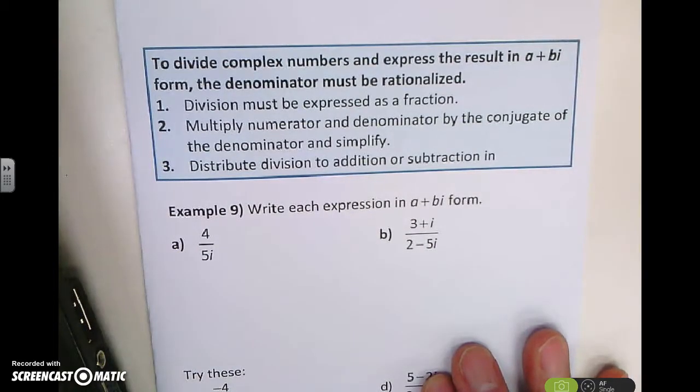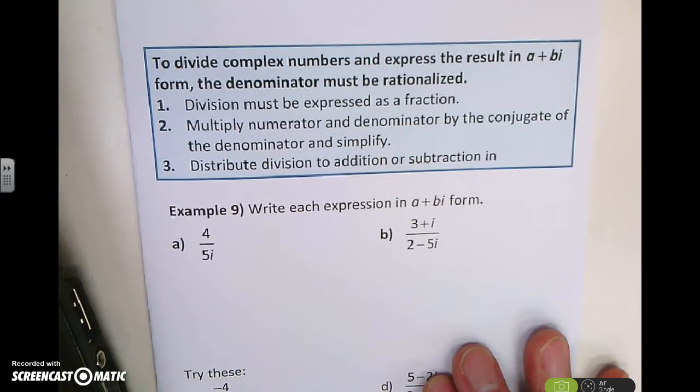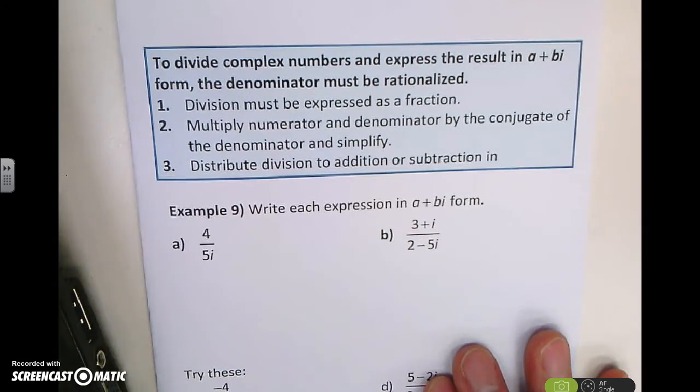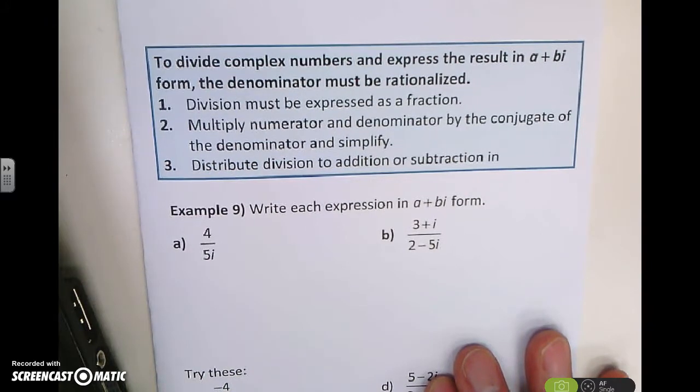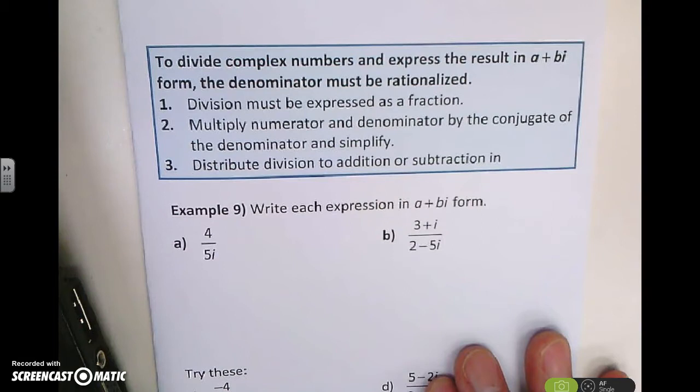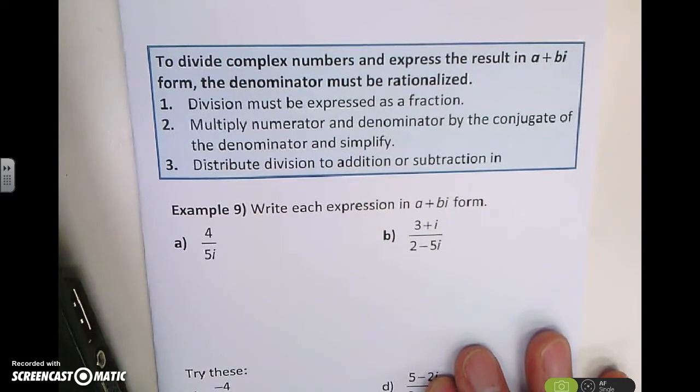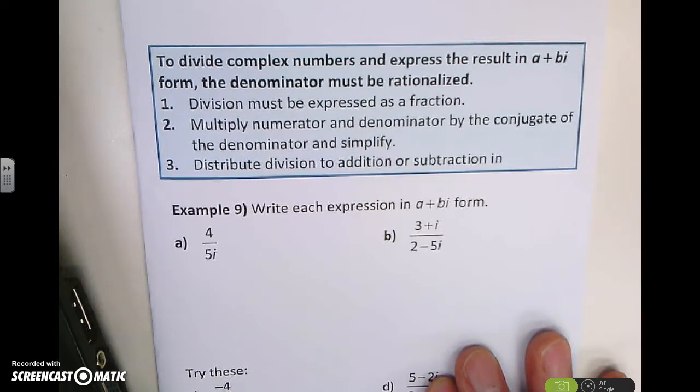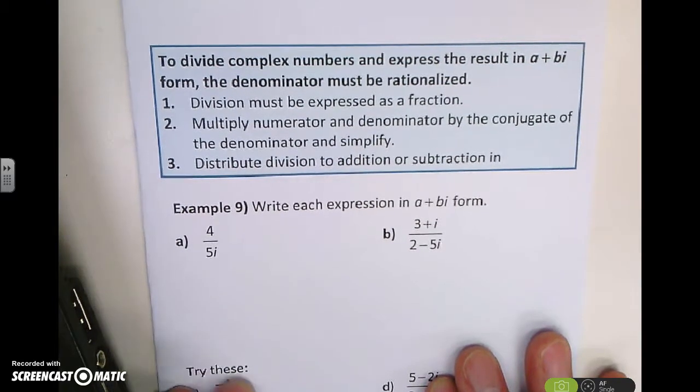So to divide complex numbers and express the result in a + bi form, the denominator must be rationalized. So that means that in this case we want to get rid of any i in the denominator because i represents the square root of -1. So we need to eliminate that radical in the denominator. So we want to multiply the numerator and denominator by the conjugate of the denominator and simplify.